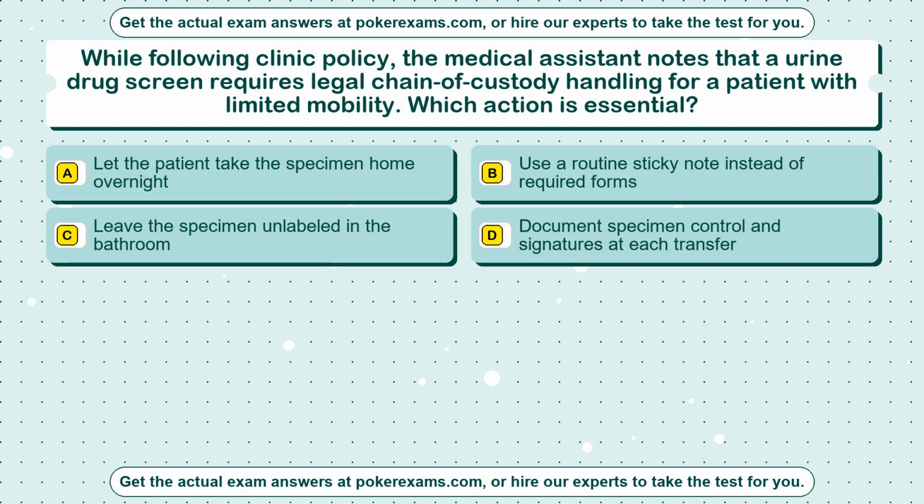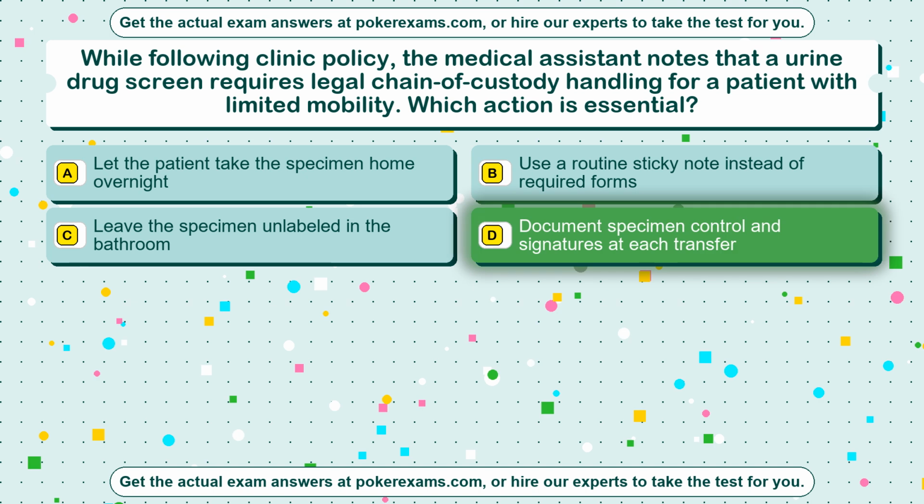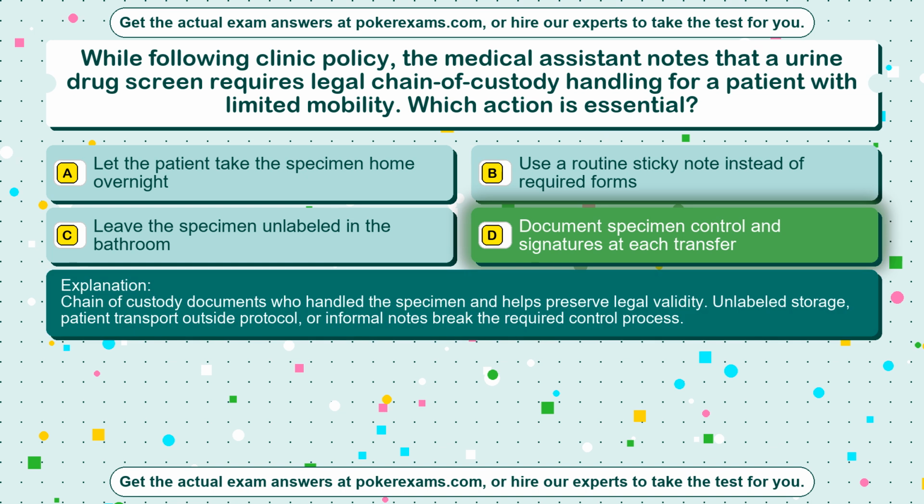Document specimen control and signatures at each transfer. The correct answer is option D. Document specimen control and signatures at each transfer. Chain of custody documents who handled the specimen and helps preserve legal validity. Unlabeled storage, patient transport outside protocol, or informal notes break the required control process.